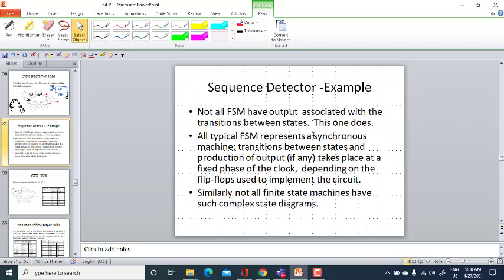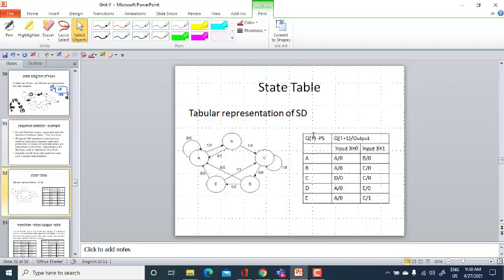So now, the first thing is you need to represent the given state diagram with your state table. This is your state diagram. So represent the state diagram in a table; that is said to be the state table. So here, see here, Q of t is said to be the present state.